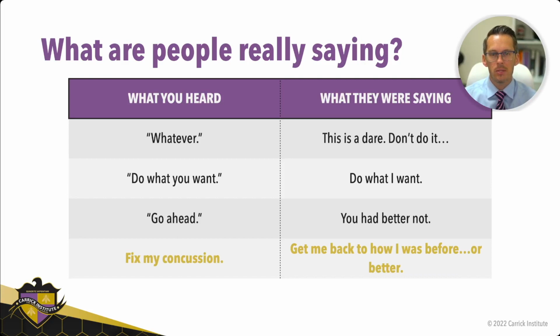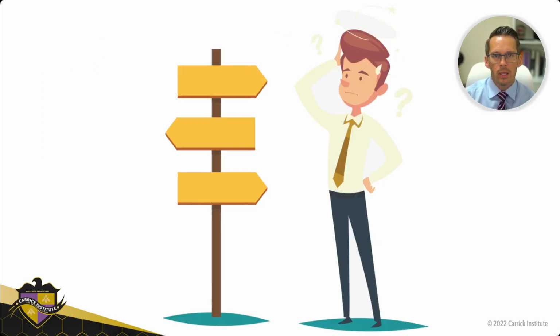So when your patients come to you and say, fix my concussion, they're not really asking you to fix their concussion. What they're asking you to do is get them back to how they were before or better. Now that's an important statement because how they were before is really important. And if you don't have a baseline, you don't really know how they were before. So it leads you to be kind of lost. If you have no idea where that patient's coming from, you have no idea which direction to go to get them back to normal. And this is where a baseline becomes really, really handy.